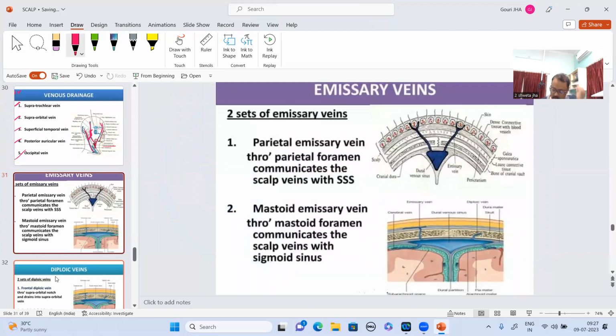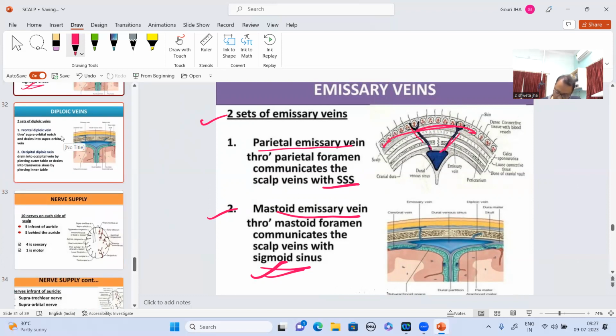Now coming to the emissary veins, we have got two sets of emissary veins, the parietal emissary vein and the mastoid emissary vein. The parietal emissary vein, as the name suggests, will enter through the parietal foramen, and the mastoid emissary vein will enter through the mastoid foramen. The mastoid one communicates the scalp with the sigmoid sinus. The one which enters through the parietal foramen will communicate with the superior sagittal sinus, which is on the top.